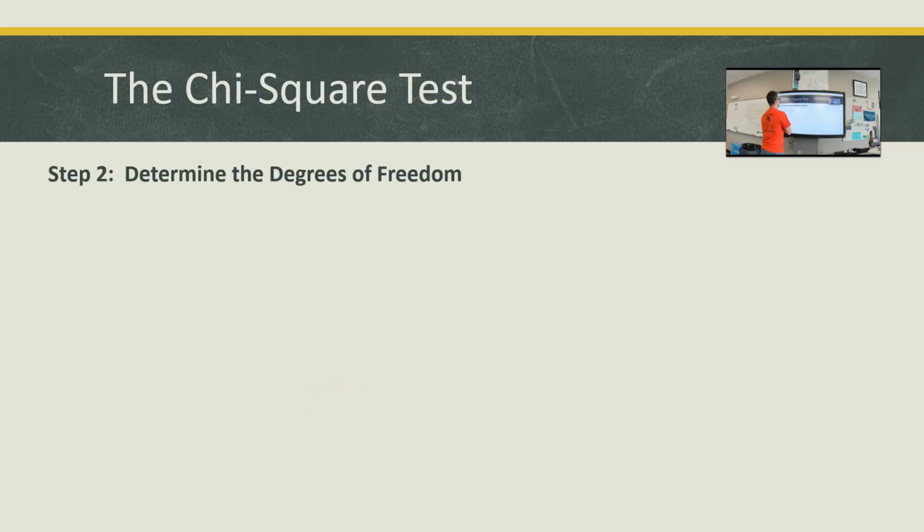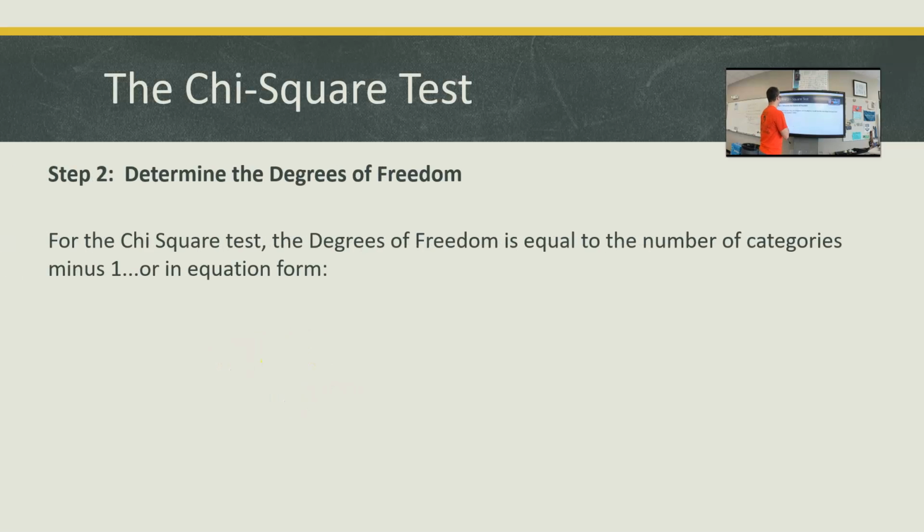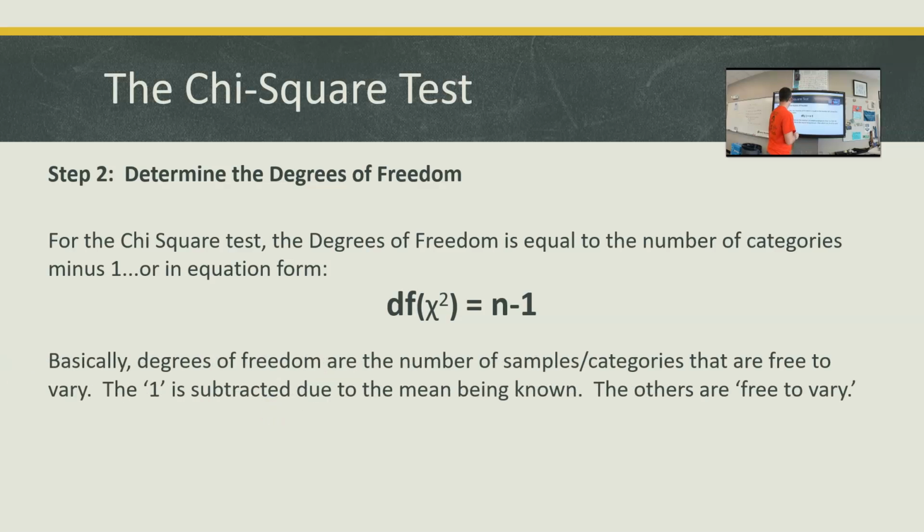You then determine the degrees of freedom. For the chi-square test, the degrees of freedom, a term you're going to need to know in statistics, is equal to the number of categories minus 1. Again, this is all explained in the directions for the chi-square test, but I'm going over it. In equation form, the degrees of freedom for a chi-square test is equal to n minus 1, where n is the number of categories. In this case, we have two categories. We're going to subtract 1, so there's going to be 1.